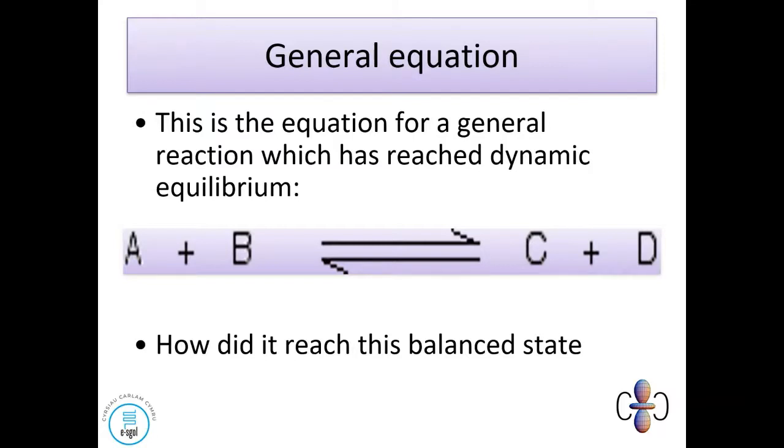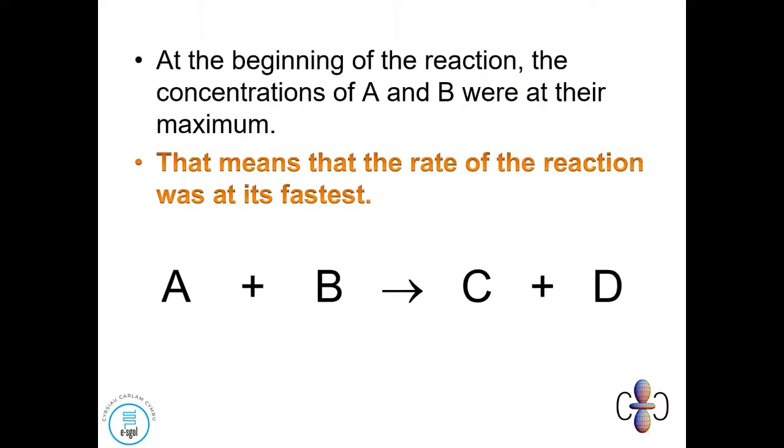But once A and B start reacting, you will get a few particles of C and D formed, and they will then be able to reverse and react with each other to recreate the initial A and B. So it reaches this balanced state by reacting in both directions. At the beginning, there's a really high concentration of A and B. They're at their maximum, because you've got the most particles of A and B at the beginning.